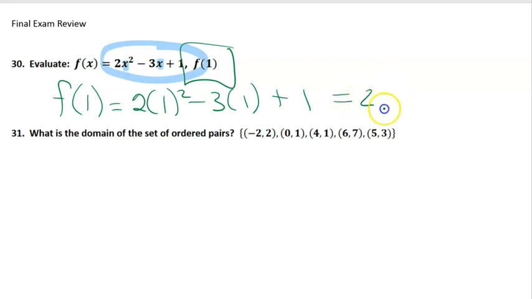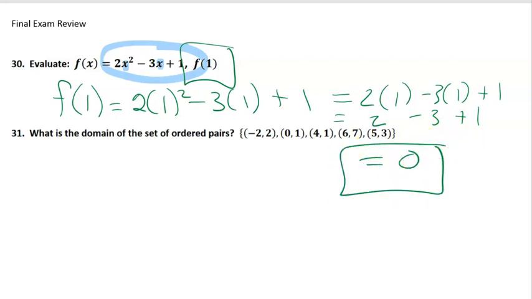1 squared is 1, so that's 2 times 1 minus 3 times 1 plus 1. Then you multiply. 2 times 1 is 2. Multiply here. 3 times 1 is 3 plus 1. Then 2 minus 3 is negative 1 plus 1 is 0. So the answer to that is 0.